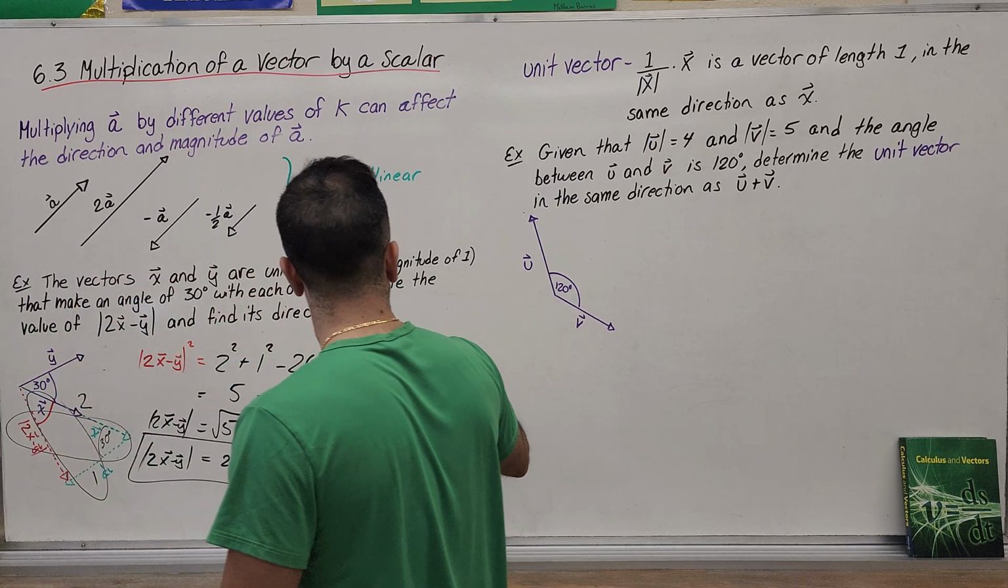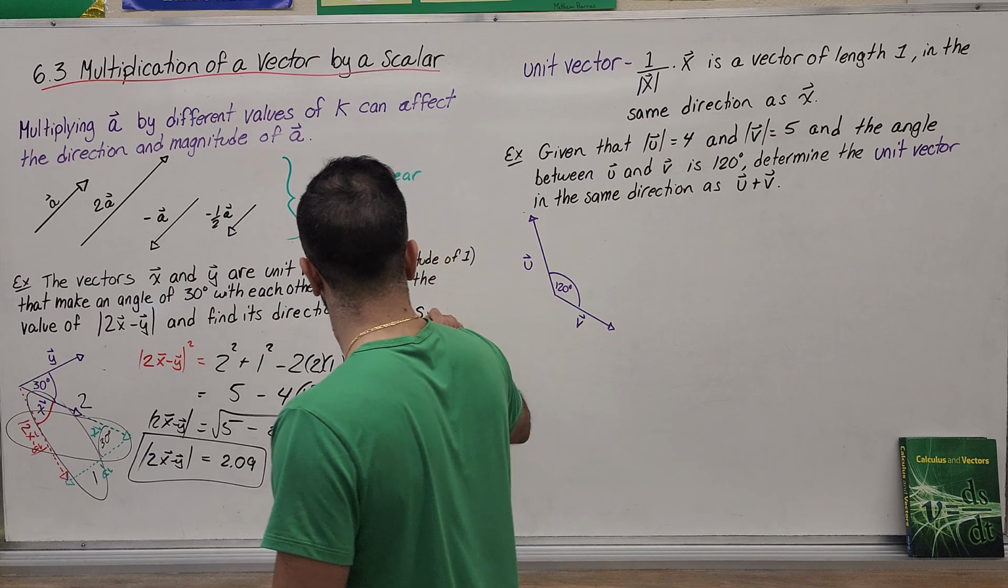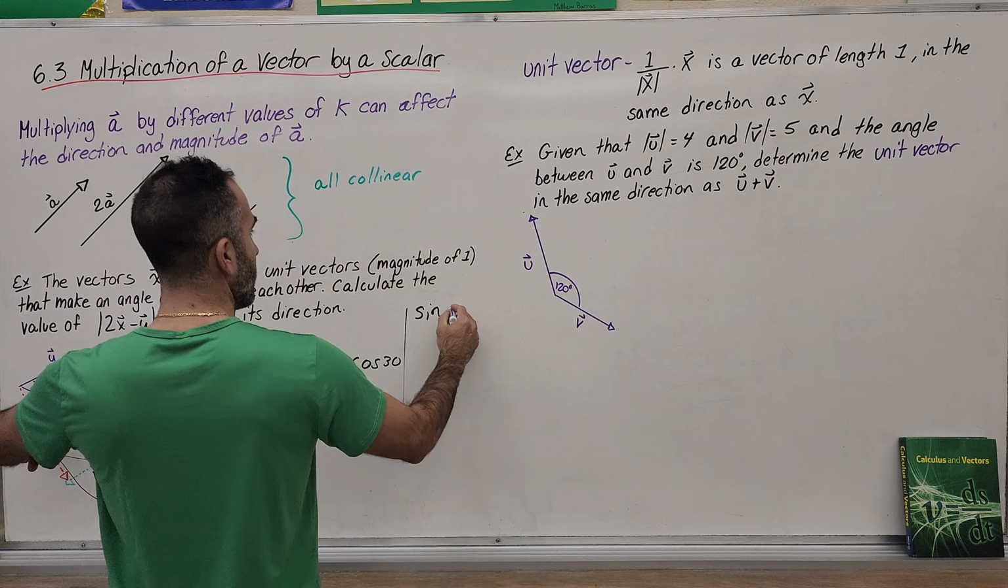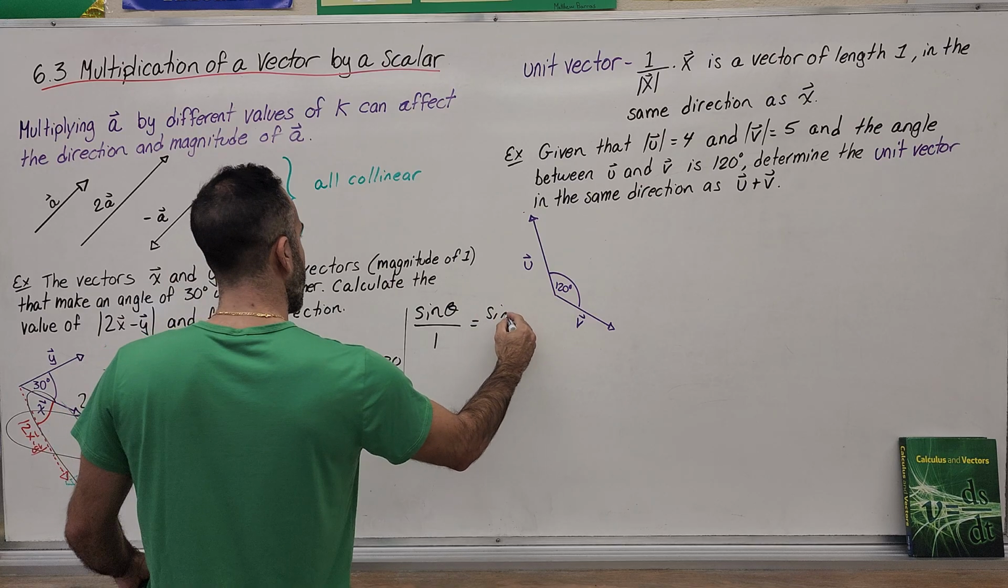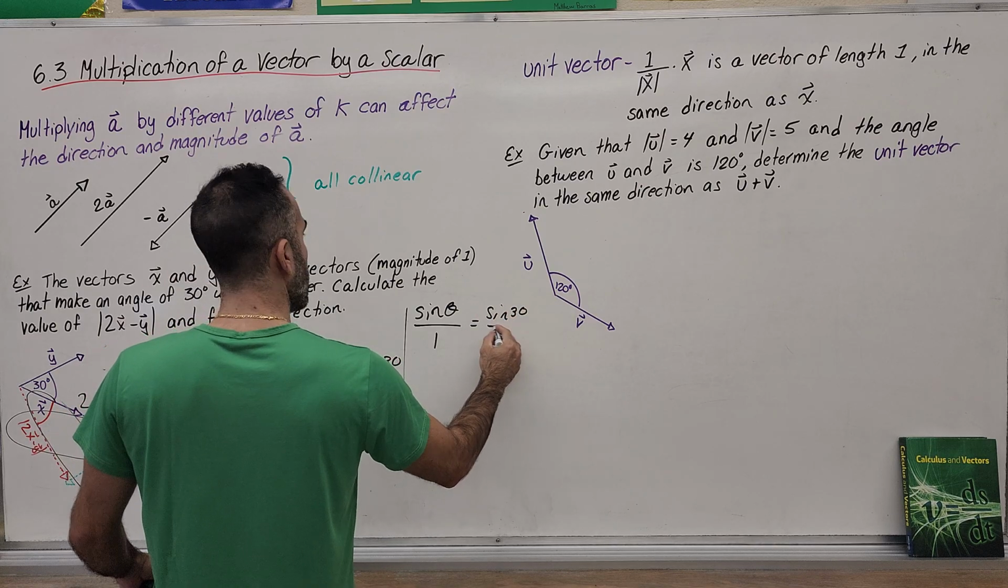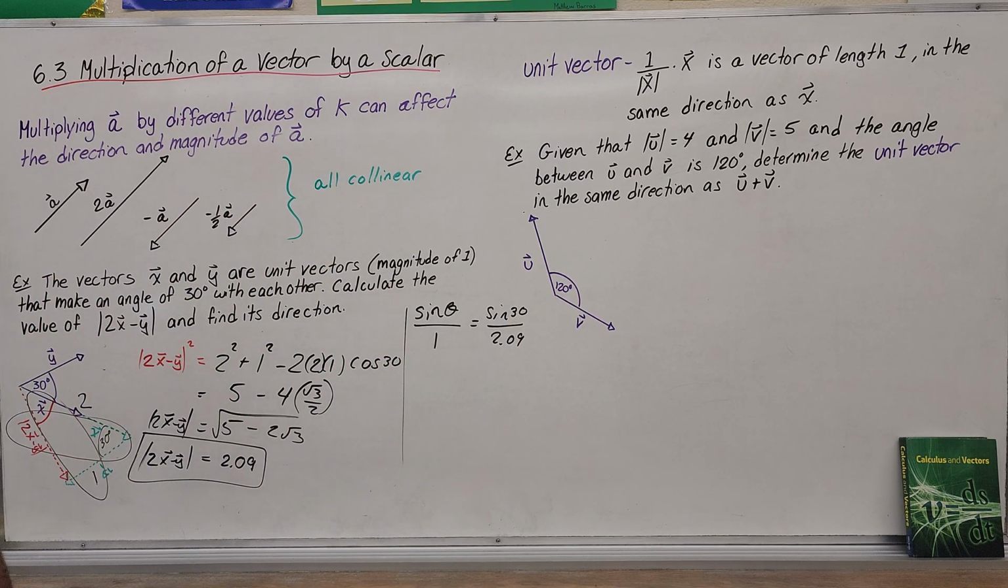So I'm going to say over here, I'm looking for an angle, so I start with sine. Sine of theta over 1 equals sine 30 over 2.09. Sorry, there's a mistake. Where? That was in radians. It's 1.239. Thanks.